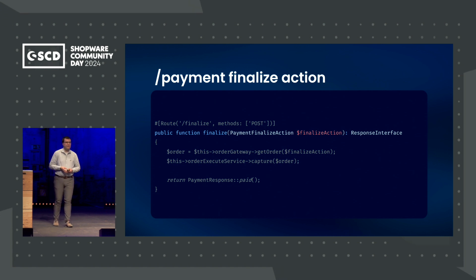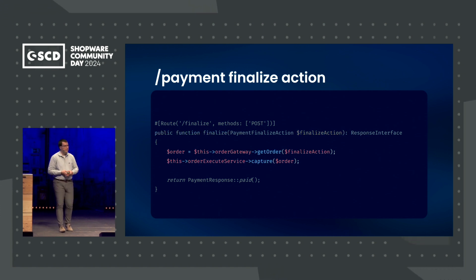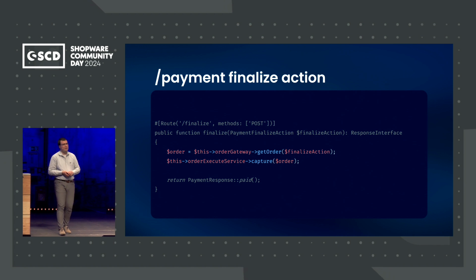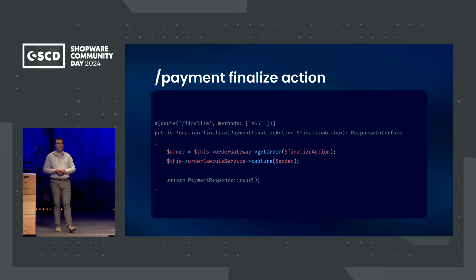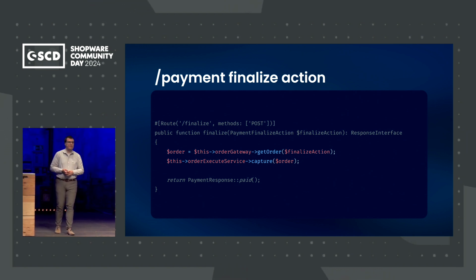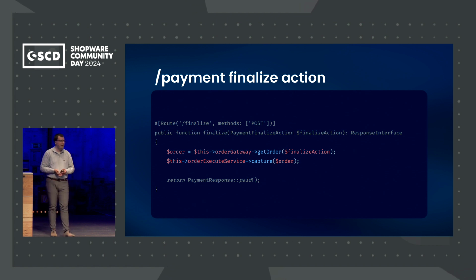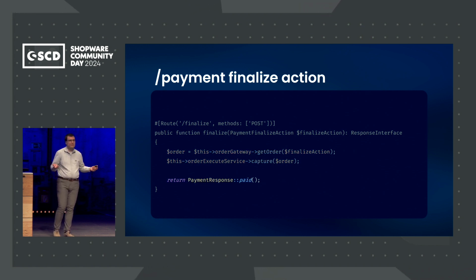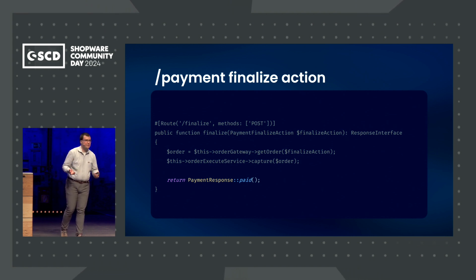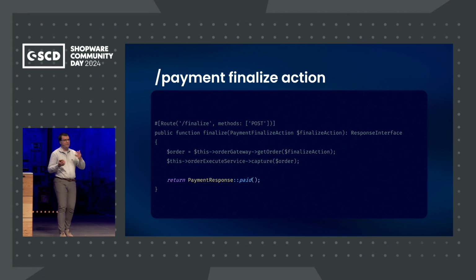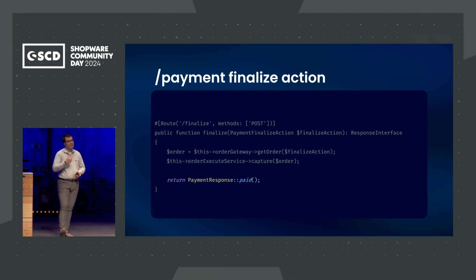And again, we have the finalized action up here with the order. And now we can check with PayPal if that order has been processed correctly and the customer has entered all his credentials, and capture the order if everything went through. And after that, we can just return that the payment has been paid. If anything would have crashed here because the customer hasn't entered his credentials and some exception was thrown and we returned a 500 error, Shopware is going to handle that for you and set the payment to failed.